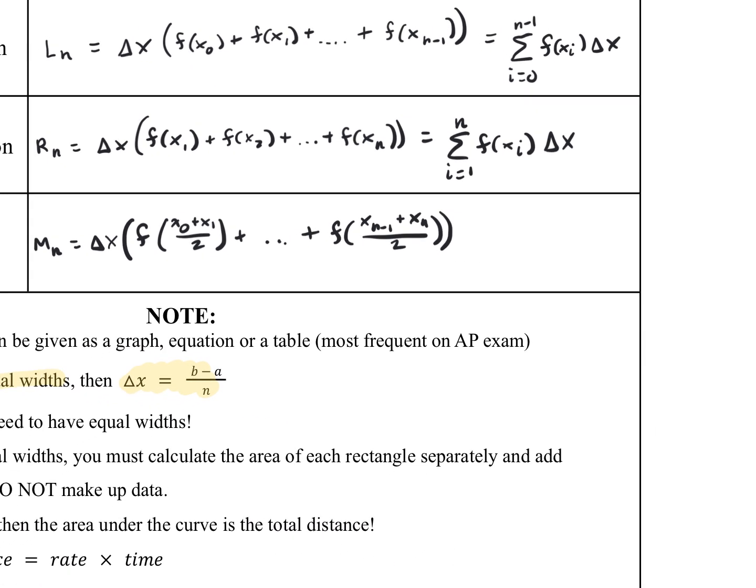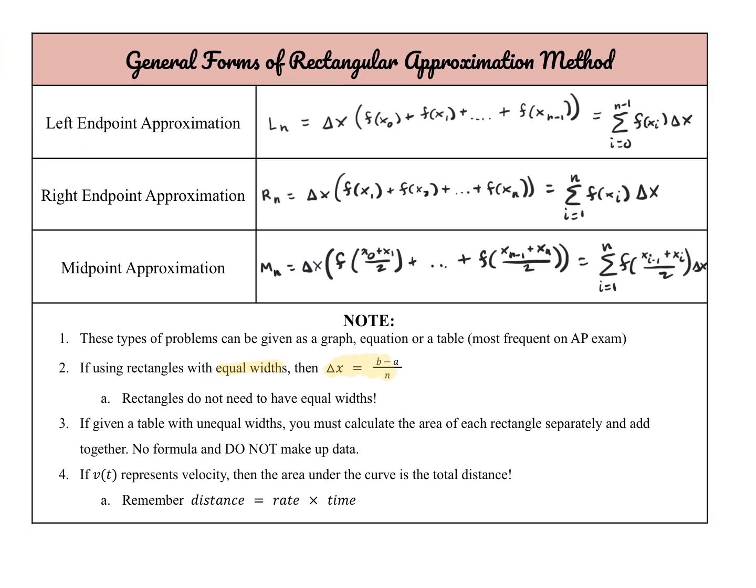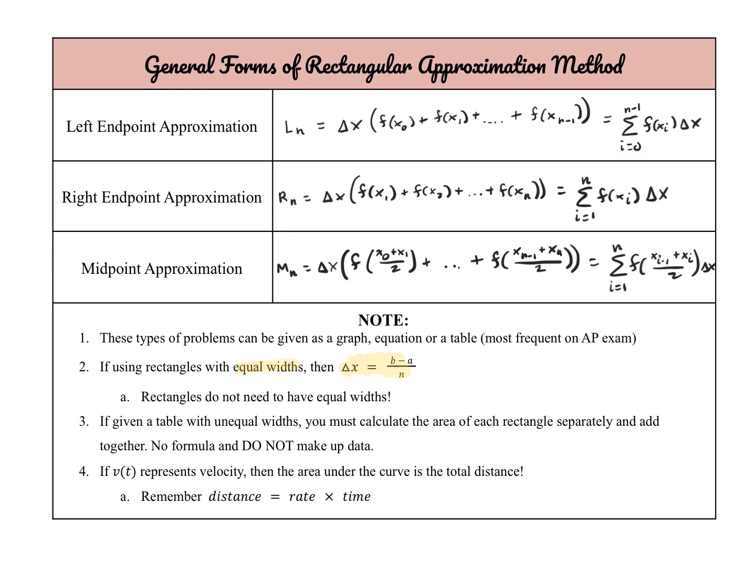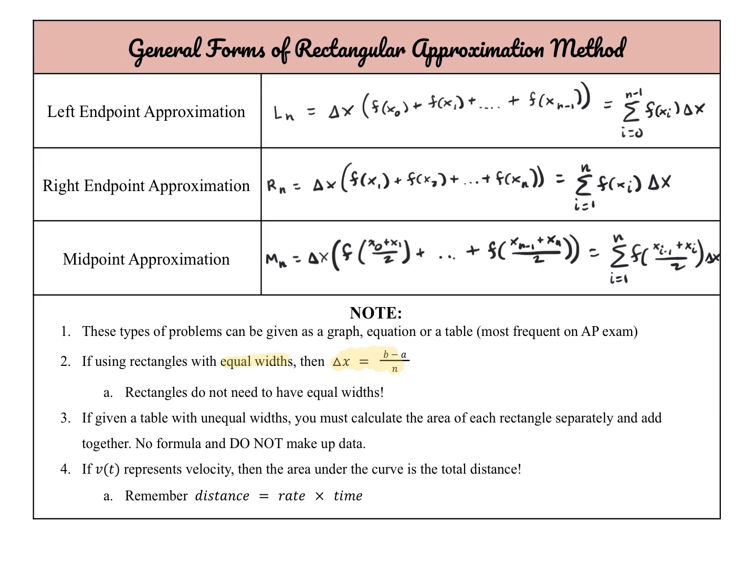And then if we want to write this in summation notation, we'll say from i equals 1 to n, and then we'll say f of x sub i minus 1 plus x sub i over 2, and then still delta x. Again, it's just saying the midpoint between any two given interval endpoints, divided by 2. So this is the general form of each of those that we can apply. And then a few extra notes below.